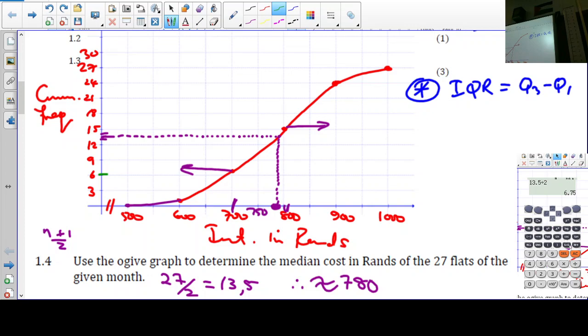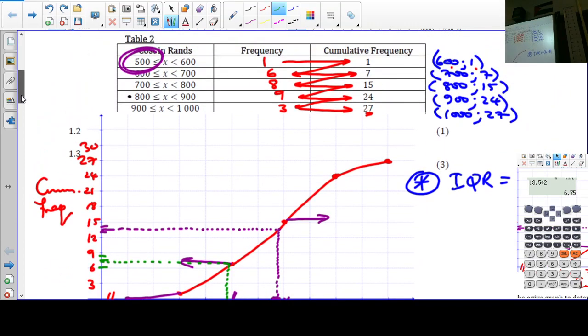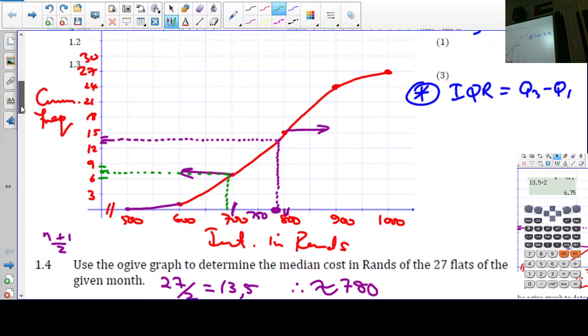So that's 6, 7, 8. 6.75 is very close to 7, and you'll see it's a value very close to 700. As you can see, it's very, very close. So let's call that 690. Okay, let's go with 690 on that one.